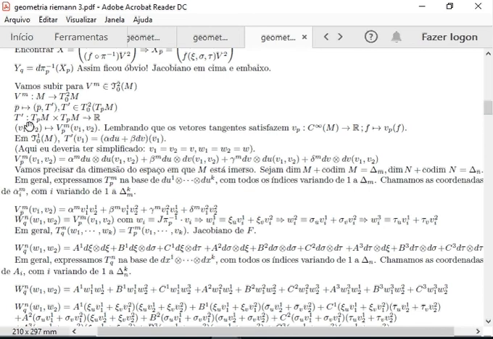This means that T line maps TPM times TPM to R. And we denote T02 of TPM. T line maps V1, V2 in TPM, TPM to VPM of V1, V2, which is a real number. Remembering that the tangent vectors satisfy VP from C infinity of M to R and VP maps F to VPF.